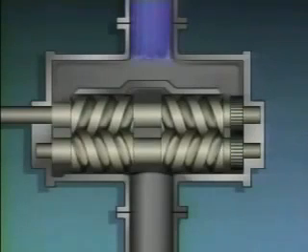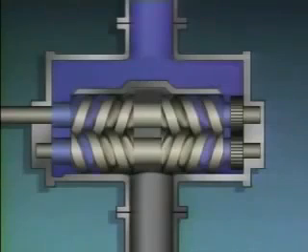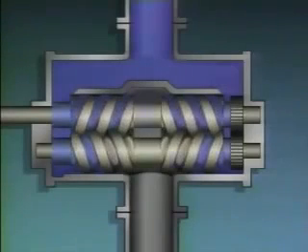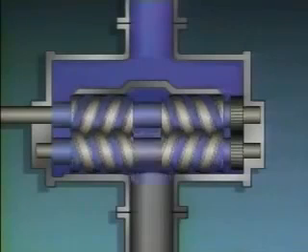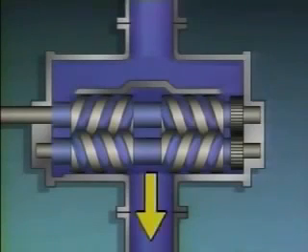Fluid that enters the pump is directed toward both ends of the casing and is trapped between the casing and the screws as the screws rotate. The fluid is moved from both ends of the pump toward the center, which is also the pump's discharge. The force that is exerted by the rotating screws pushes the fluid out of the pump and through the discharge piping.